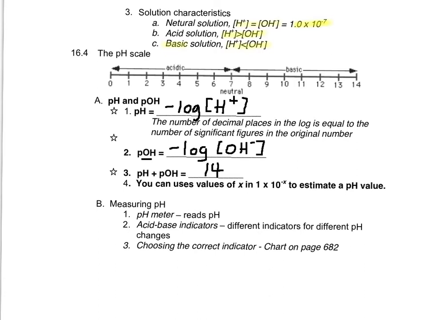So every solution has a certain concentration of hydrogen ions, which means it has a pH. And every solution also has a certain concentration of hydroxide ions. That means it has a pOH. And if you add its pH and its pOH together, then you get 14. These three equations together are going to get you a ton of points on the AP exam if you know them and you know how to use them. And they're not hard, so be sure you've got them down.